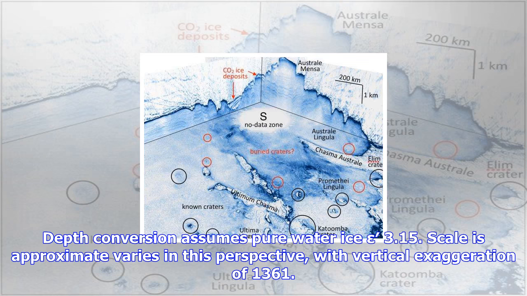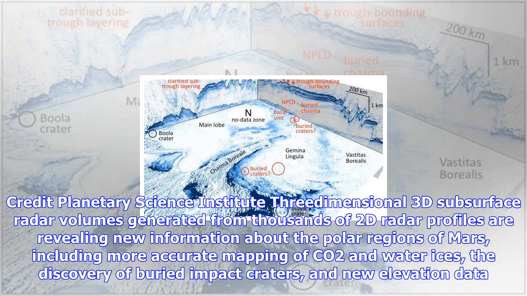Credit: Planetary Science Institute. Three-dimensional (3D) subsurface radar volumes generated from thousands of 2D radar profiles are revealing new information about the polar regions of Mars, including more accurate mapping of CO2 and water ices, the discovery of buried impact craters, and new elevation data. Senior scientist Nathaniel E. Putzig is the lead author of the new Icarus paper, "Three-dimensional radar imaging of structures and craters in the Martian polar caps."